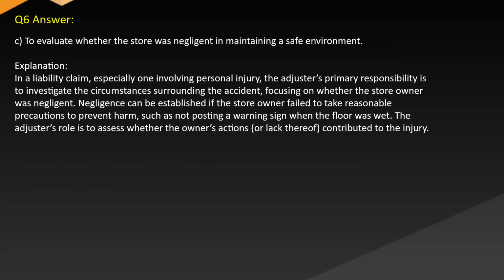Answer: C. To evaluate whether the store was negligent in maintaining a safe environment. Explanation: In a liability claim, especially one involving personal injury, the adjuster's primary responsibility is to investigate the circumstances surrounding the accident, focusing on whether the store owner was negligent. Negligence can be established if the store owner failed to take reasonable precautions to prevent harm, such as not posting a warning sign when the floor was wet. The adjuster's role is to assess whether the owner's actions or lack thereof contributed to the injury.